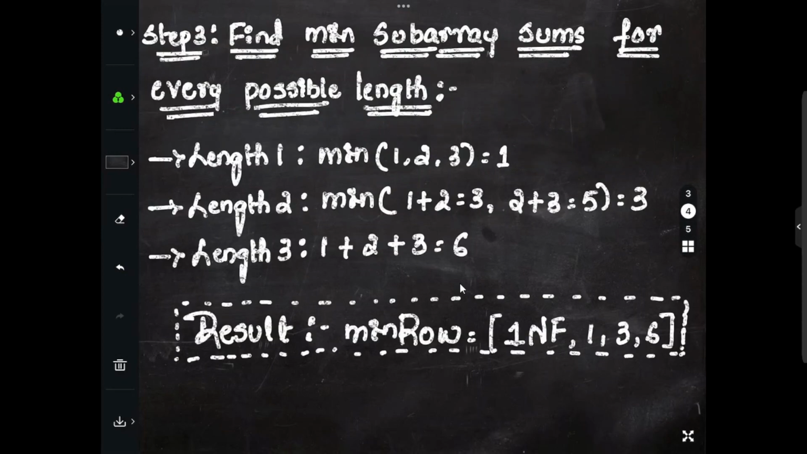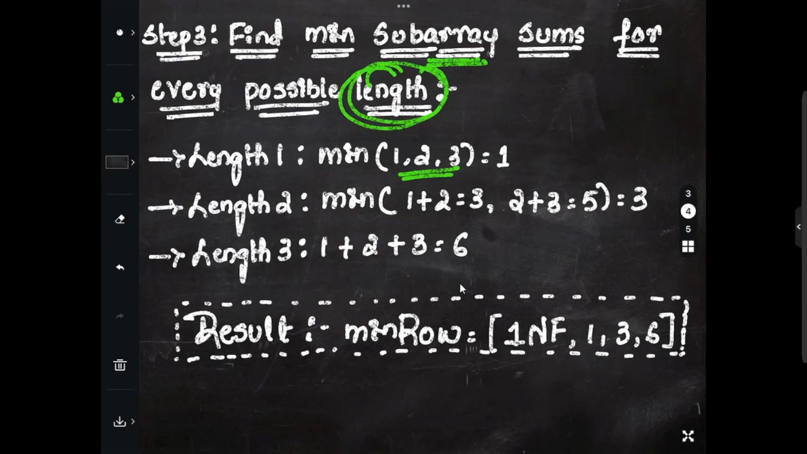So let's go with the third step here. We have to find the minimum subarray sums for every possible length. For every possible length here, the first one we have is min of 1, 2, 3. So this one we can consider for either A or B, right? So here we have the values 1, 2, 3.